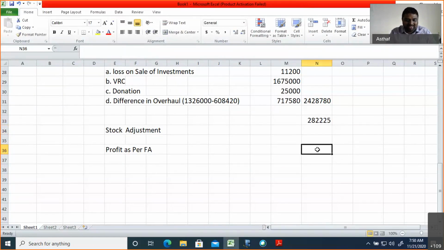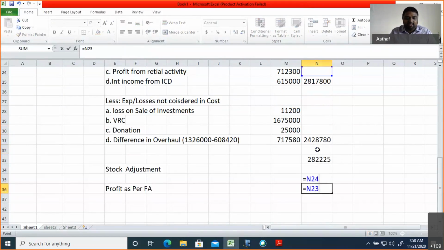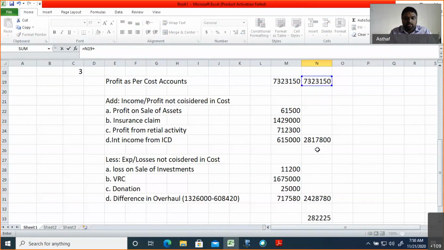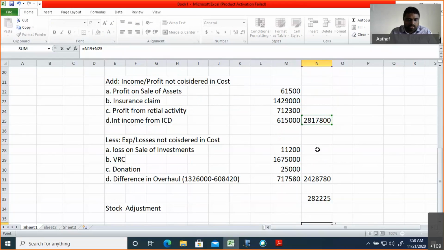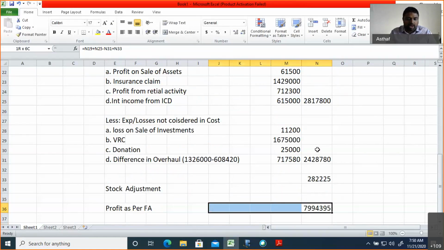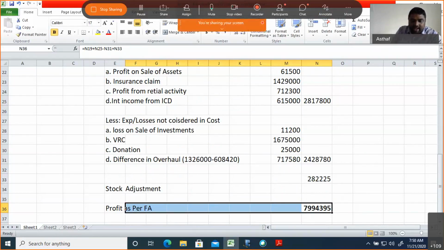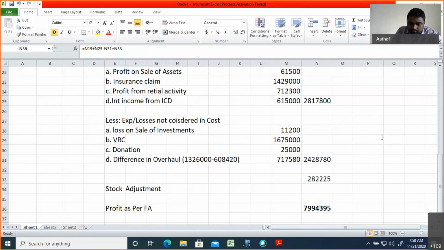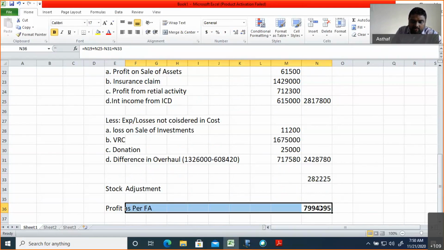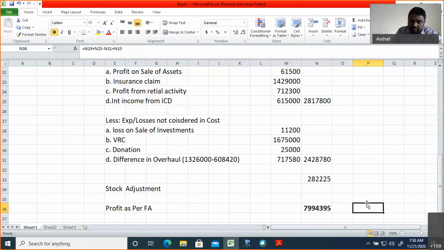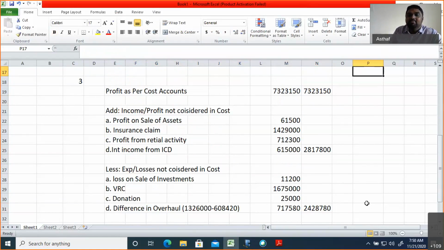So what is the final answer now? Some of the friends already got the answer. So this is to be added, this is to be less. So the final answer will be, if I am not wrong, 79 lakh 94,395.